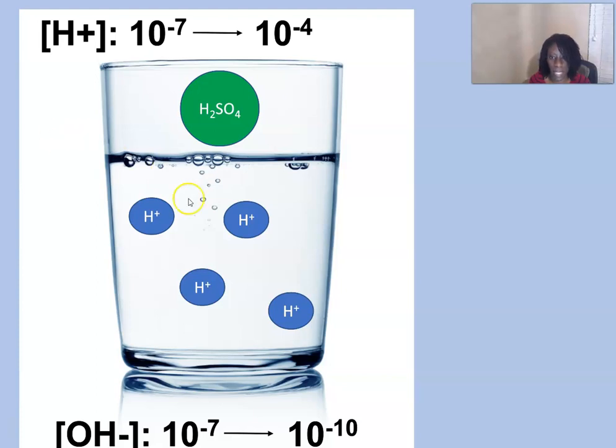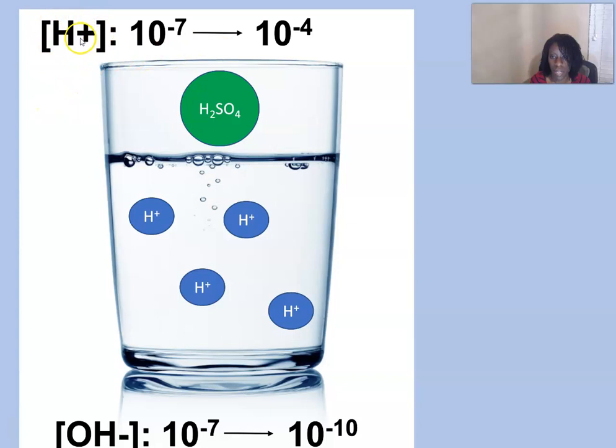So again, here I've got my glass of water, and I'm going to add H2SO4, sulfuric acid, to this water. Once I add this H2SO4 to the water, it may change that hydrogen ion concentration from 10 to the negative 7th to, let's say, 10 to the negative 4, okay? Because we're adding hydrogen ions. So we're increasing the concentration of hydrogen ions in the water. Okay, so I've got that written out here.